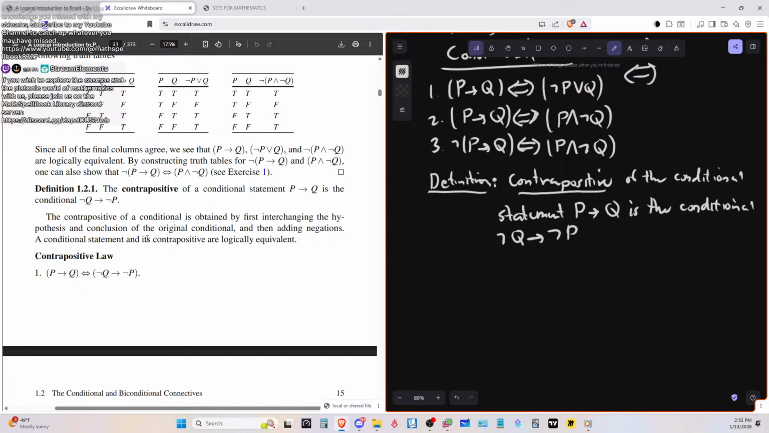The contrapositive of a conditional is obtained by first interchanging the hypothesis and the conclusion. So actually I should write the contrapositive laws because it's a list. Might as well.